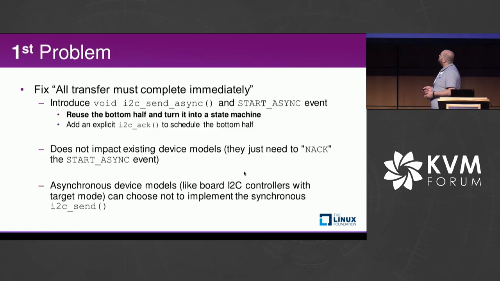So we have the first problem we need to fix, and that is the constraint that the transfers are synchronous. We do this by adding a new asynchronous version of the I2C send and a new event into the event callback. The cool thing is that we already have this infrastructure, this bottom half, by the target being registered on the bus. So if we reuse that bottom half and allow it to yield and turn it into a state machine, then these bottom halves know if they are just starting on the send, if they are in the process of sending a byte, if the byte has been acknowledged, and stuff like that. So we can add that.